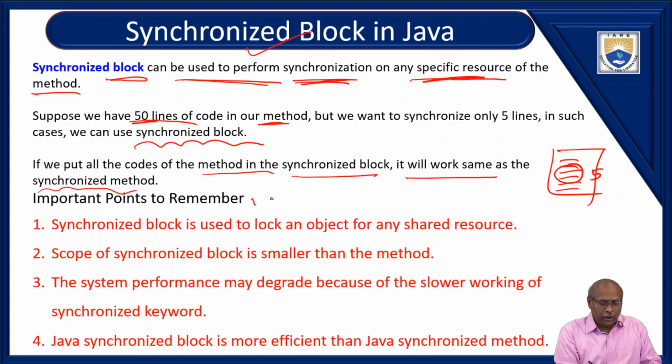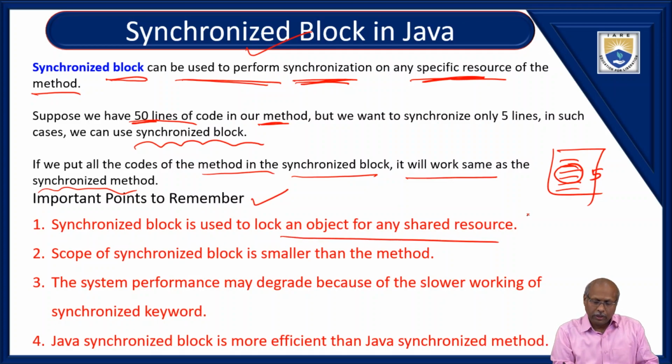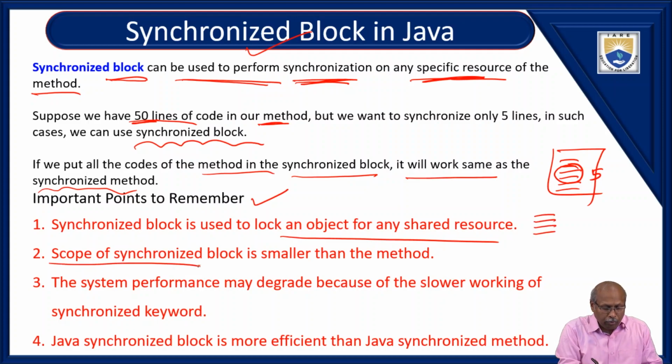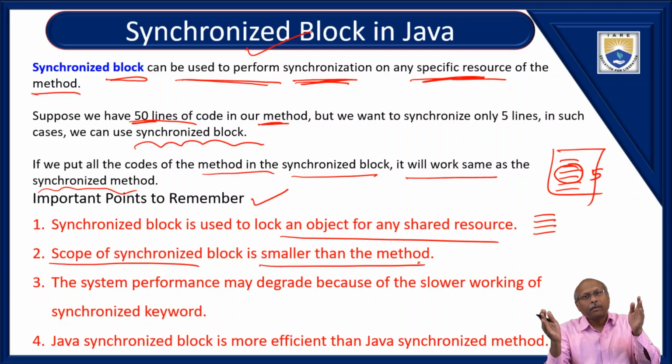There are some important points you have to remember. A synchronized block is used to lock an object for any shared resource. Whenever there is a common shared resource, there you can use it. The scope of a synchronized block is smaller than the method. Actually, a method has multiple lines, but a block has few lines. So a block is a part of the method.